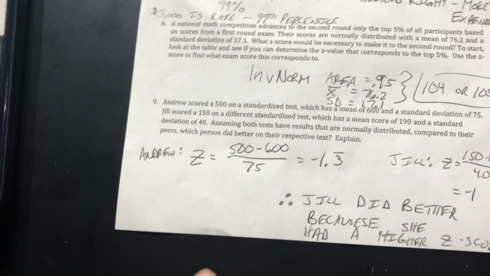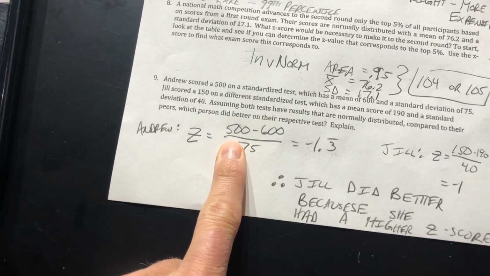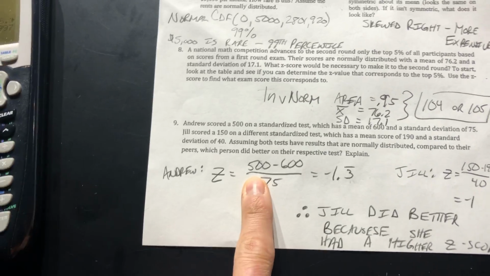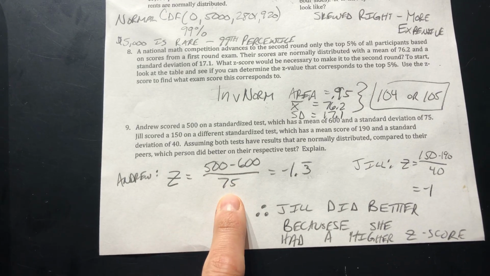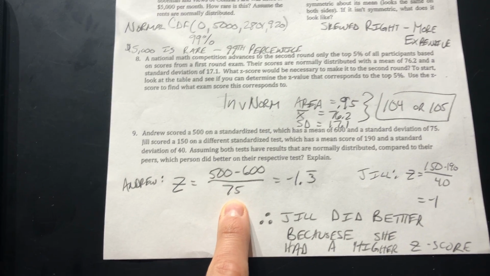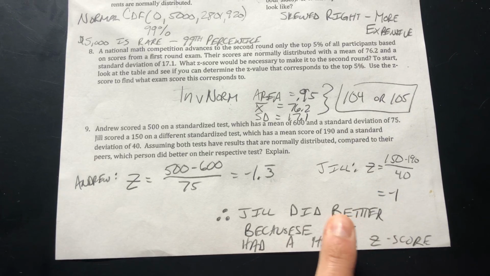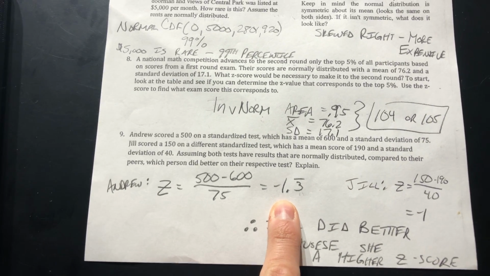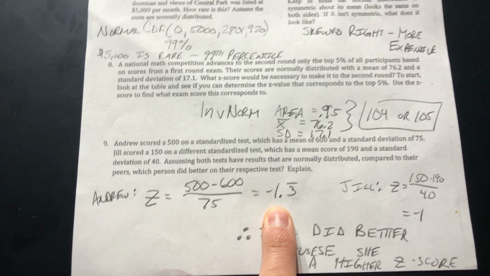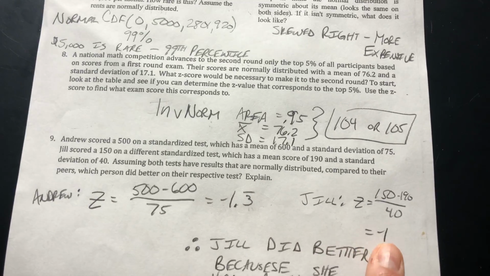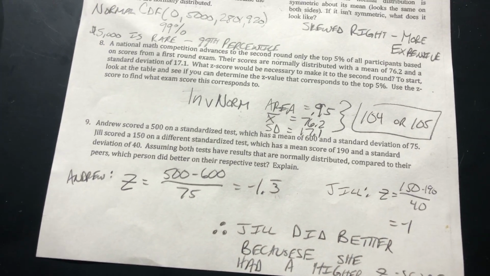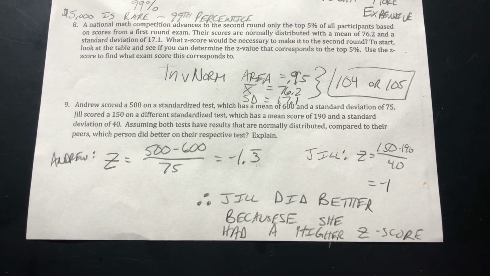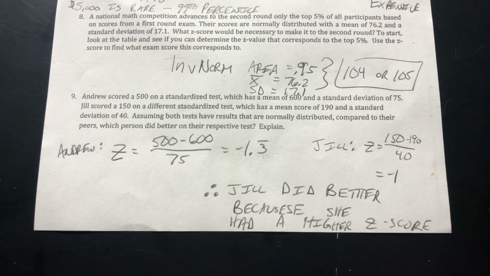Explain. So I took Andrew's score, subtracted it from the mean, to find what the actual z-score was, and then divided by the standard deviation. Did the same thing with Jill. Now Andrew's was negative 1.3 repeating, below the mean. Jill was negative 1 below, so hers was closer to the mean. So Jill did better because she had a higher z-score.